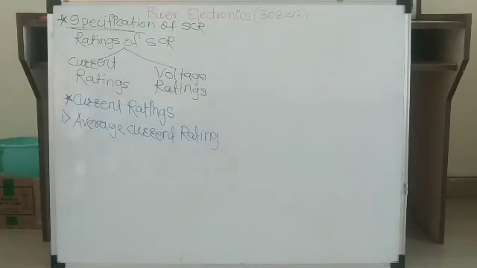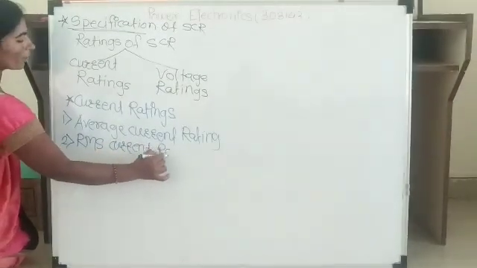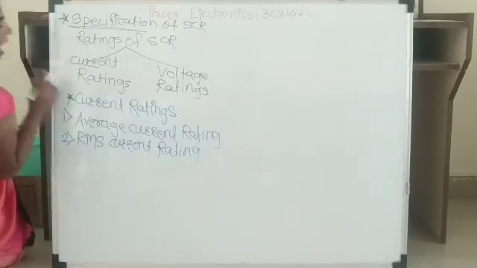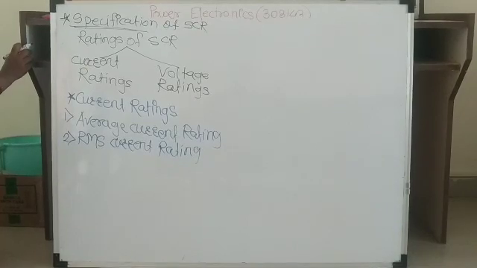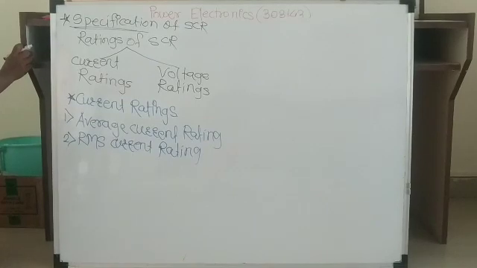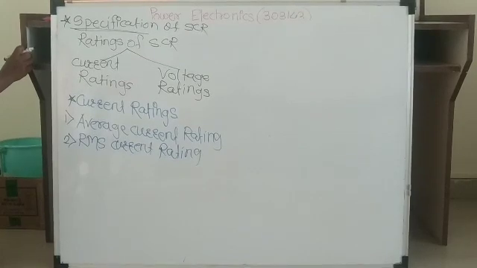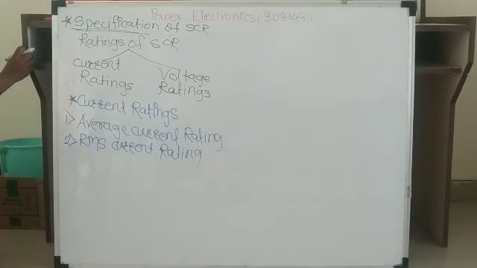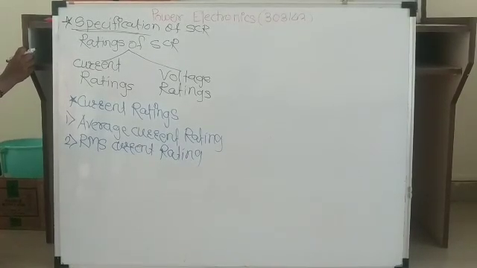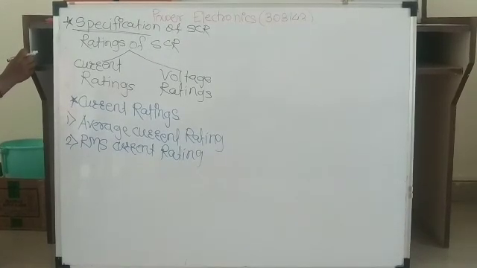Now, the next current rating is the RMS current rating. What is the RMS current rating? The power loss and heating of the SCR depend on the RMS value of the SCR current. In other words, we can say that this RMS value will decide the power loss or heating loss that takes place in the SCR. This RMS and average current are identical for DC, that is direct current, and different for AC, that is alternating current.